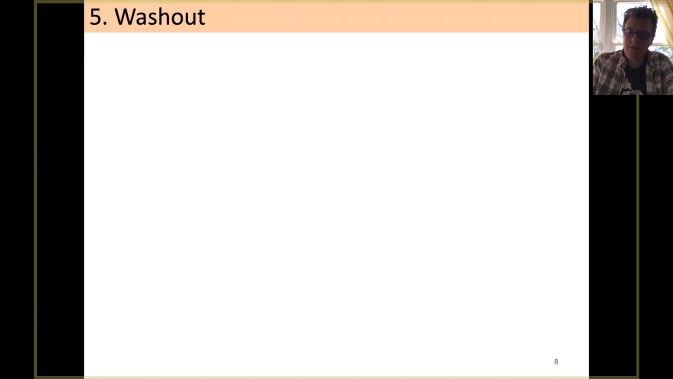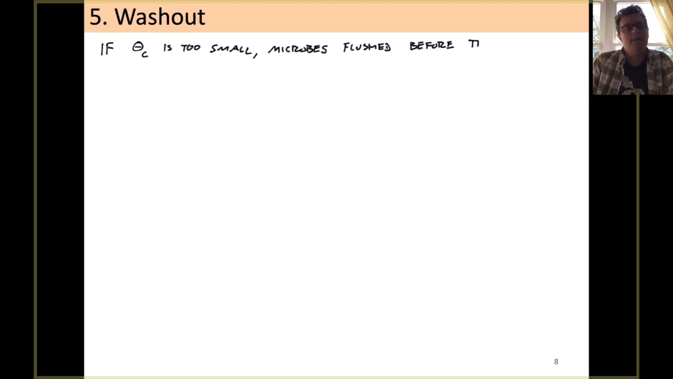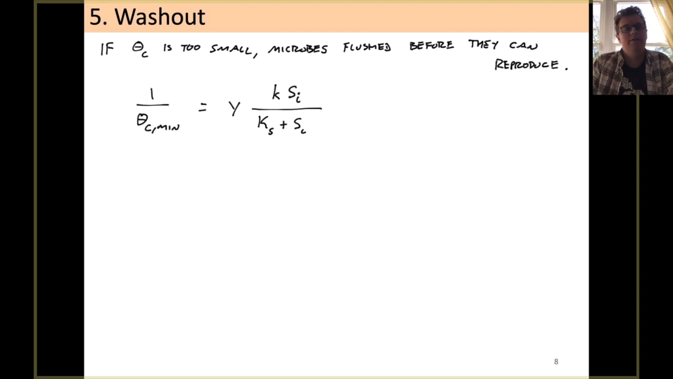One last important thing we want to think about here in design is what's called washout. And so you can imagine a case in which your system is so small that it's actually being flushed out before the microbes have a chance to grow.